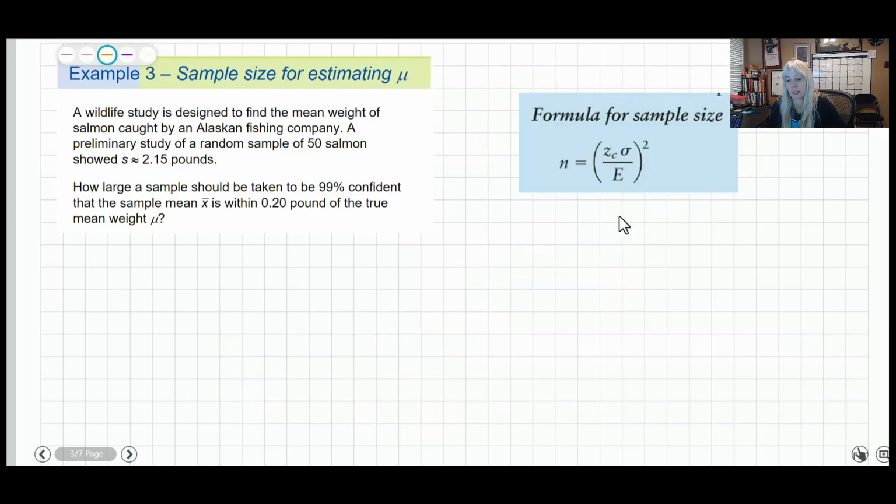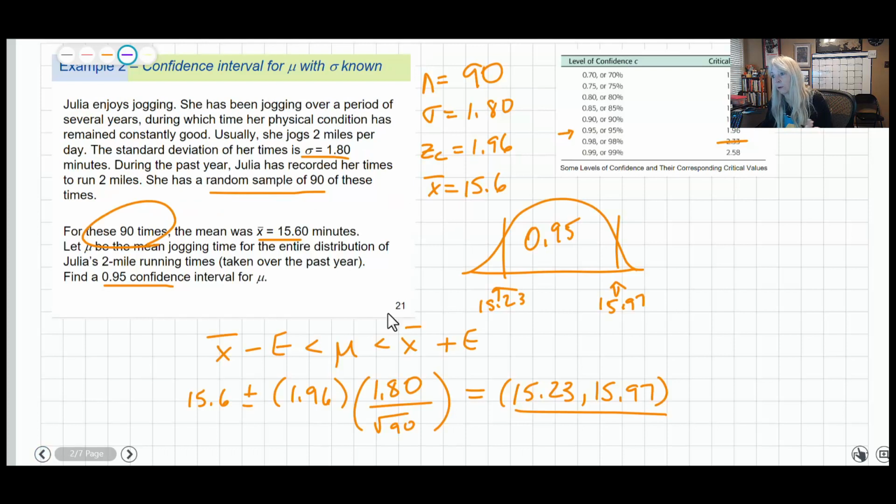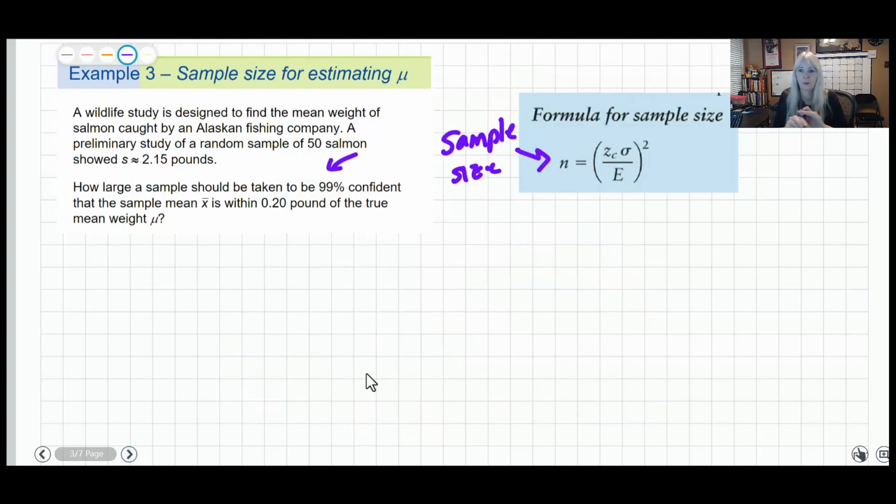That's all it is, the sample size formula. In this example, we're looking at the mean weight of salmon and how large of a sample should be taken for 99%. We know n is our sample size, what we're trying to find. For my 99%, I can go back here or use Excel, however, I can see that's 2.58 in my table for my critical value.